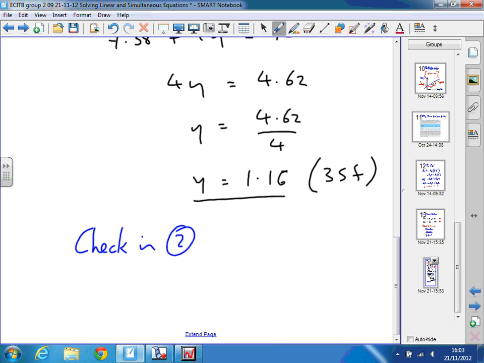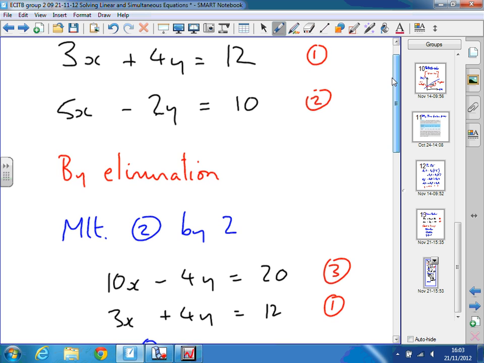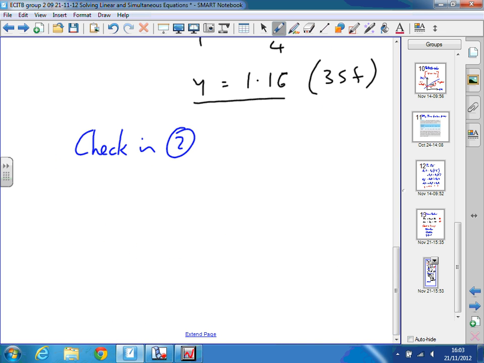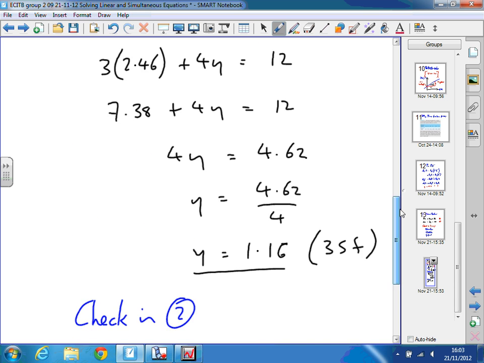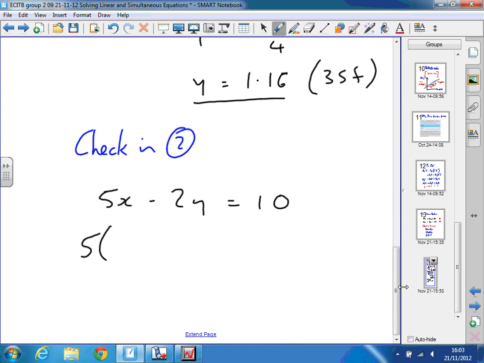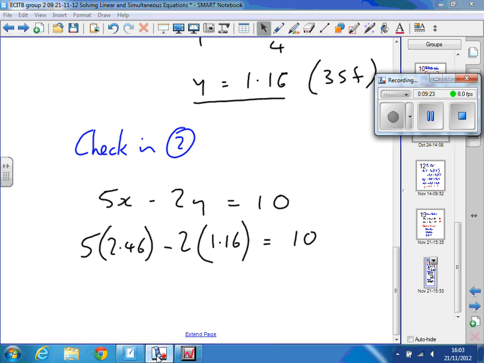Check in 2. What is equation 2? 5x minus 2y equals 10. So in theory, 5 times our value for x, 2.46, minus 2 times 1.16 should give 10. Which it does, so we're now fairly confident that we've got the correct values for x and y.